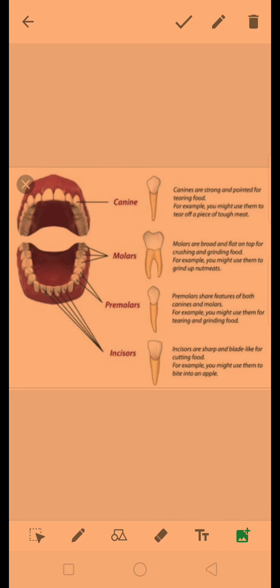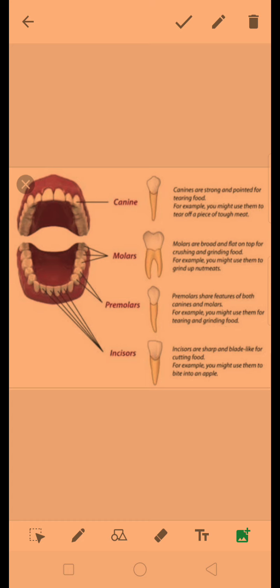So incisors are sharp and blade-like for cutting food. For example, you might use them to bite into an apple. Then comes the canines. Canines are strong and pointed for tearing food. You might use them to tear off a piece of tough meat. Then comes the molars. Molars are broad and flat on top for crushing and grinding food. For example, you might use them to grind up nut meat.